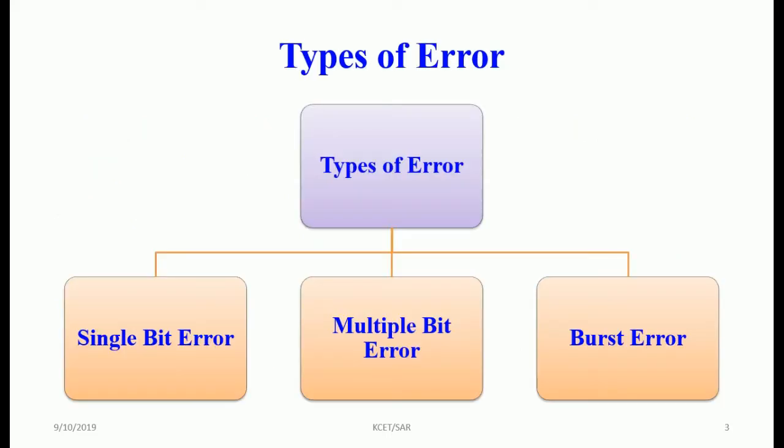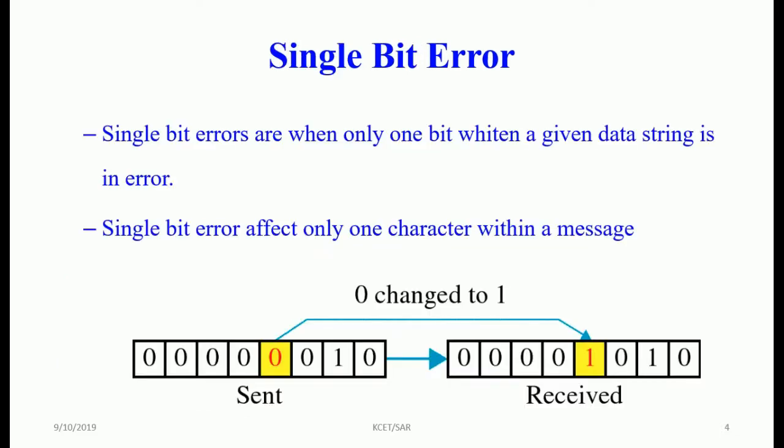model. These errors can be classified into three types. The first one is the single bit error. The next one is the multi-bit error. The next one is the burst error. In a single bit error, only one bit is changed during the transmission. This is the sender data. This is the receiver data. Only this bit is changed during the transmission. This is called a single bit error.